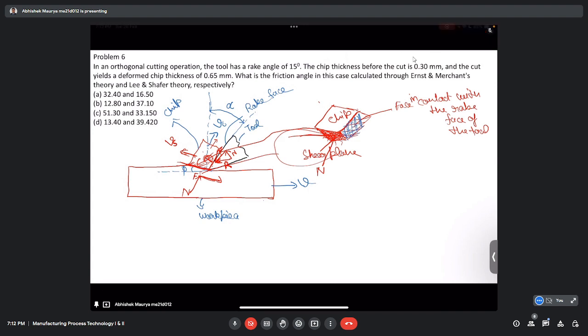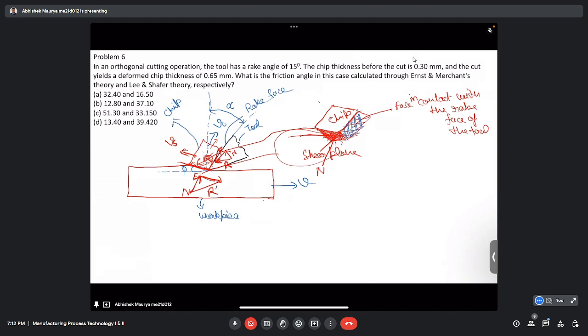One is the friction force along the shear motion. Another one is the normal force perpendicular to the shear plane. So that is also here. And if we take the resultant, it is denoted by R dash.